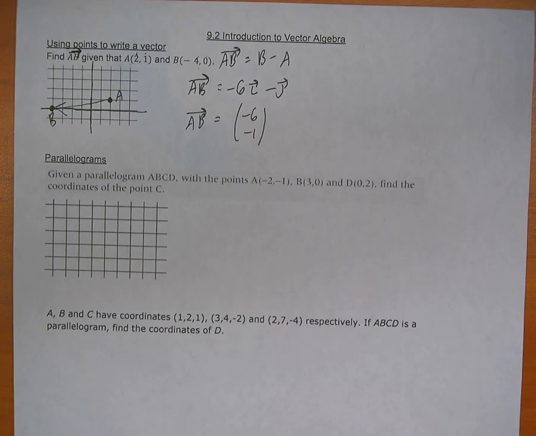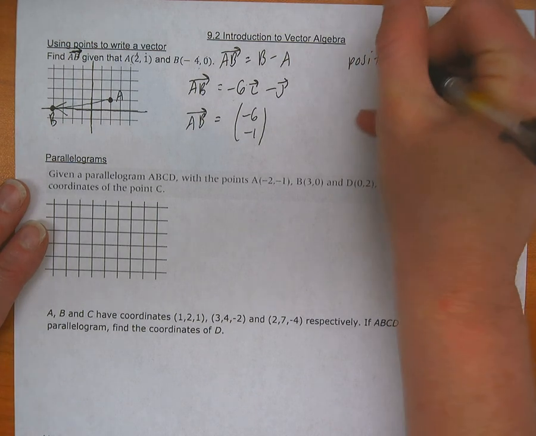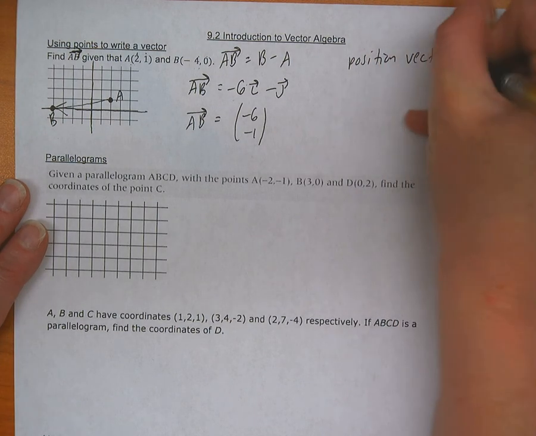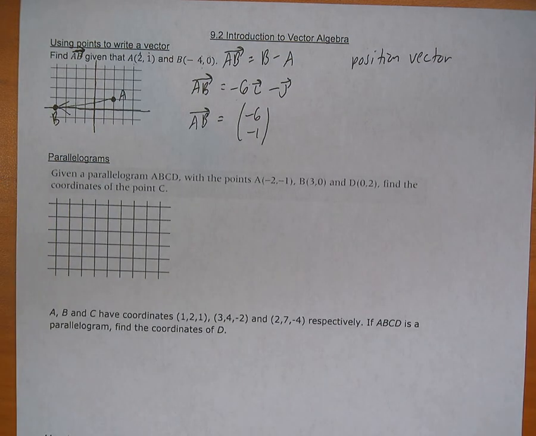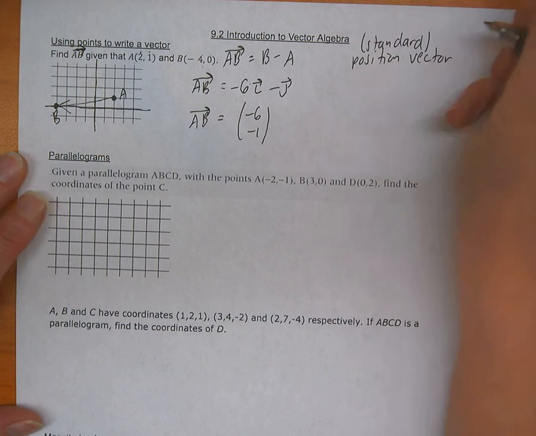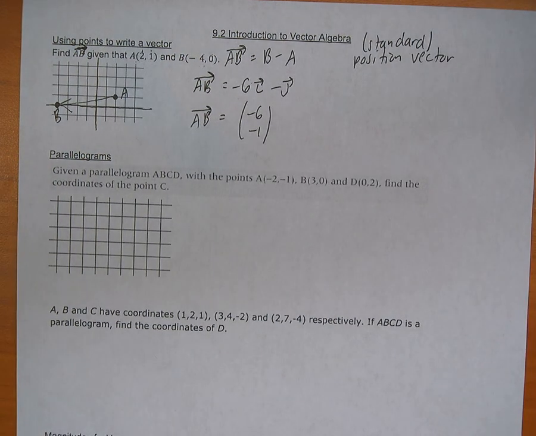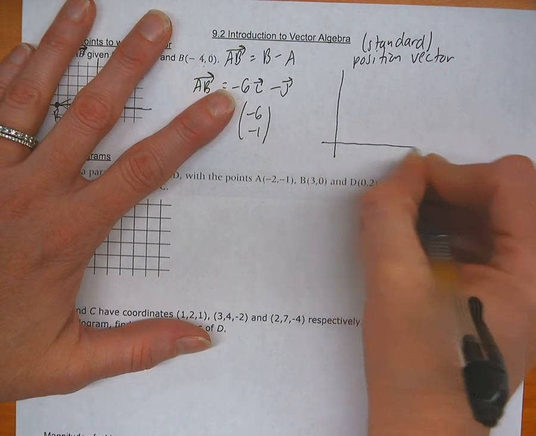One more thing to talk about before we move on, and that is what we call a position vector. Sometimes they'll call it a vector in standard position. Sometimes they'll use that phrase as well. So if they use the term position vector or a vector in standard position, what they mean is that they want you to put that vector at the origin.